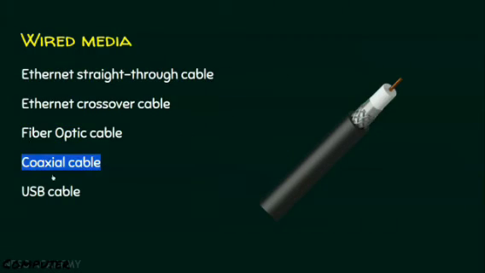Now we will see coaxial cable. This is an example of a coaxial cable. This cable is mainly used for audio or video communication. We can see this cable in our home. If you have a set-top box, just go and see this coaxial cable which connects the dish antenna and the set-top box. This cable also carries the data in the form of electrical signals.